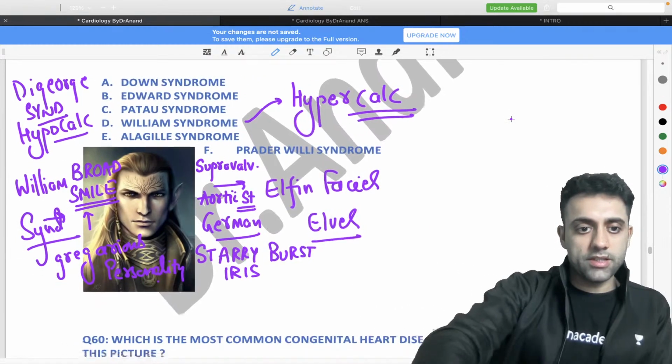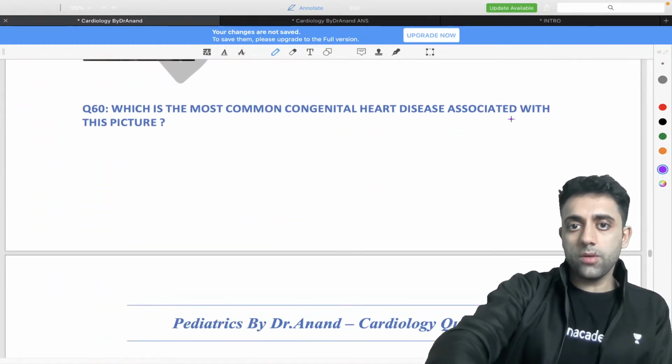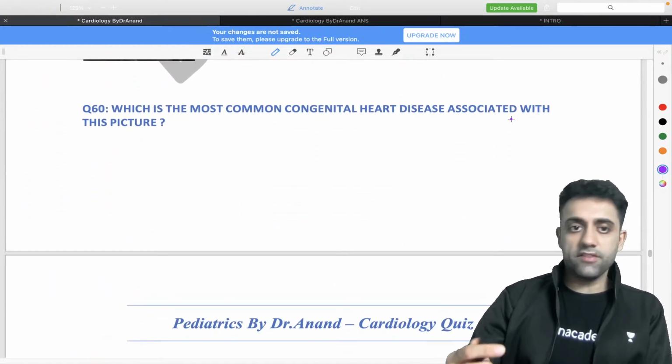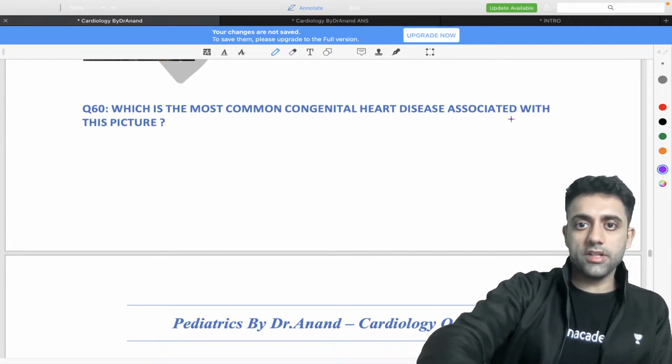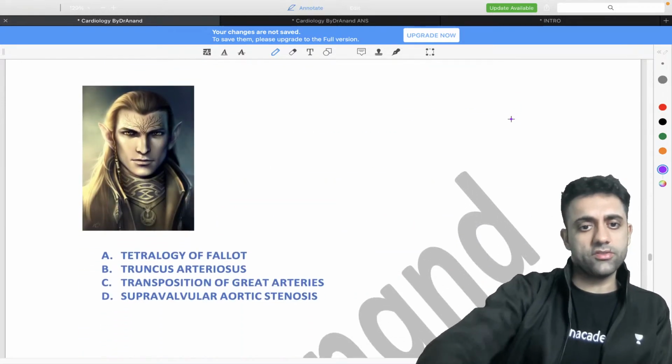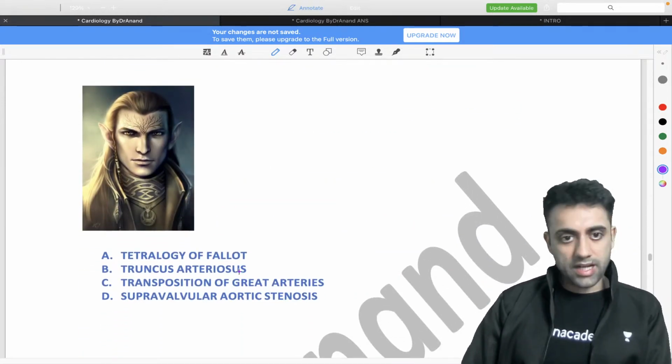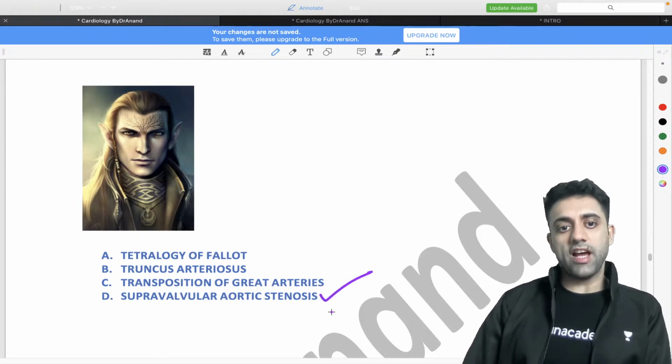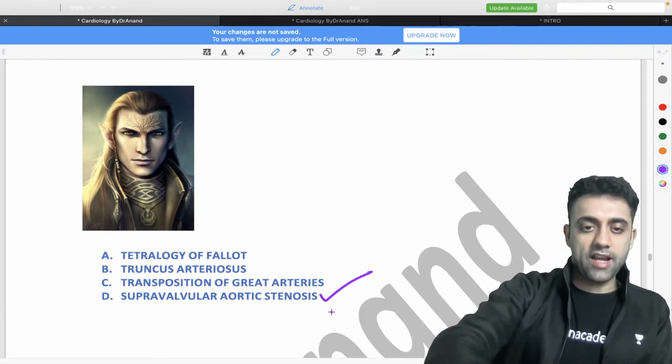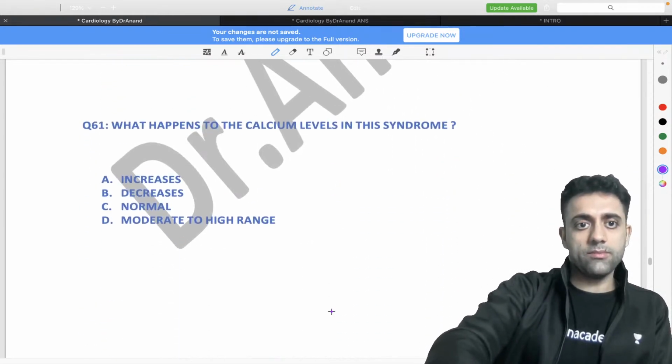Next question. Question number 60. Which is the most common congenital heart disease associated with this picture? We know that the most common congenital heart disease in Williams syndrome is supravalvular aortic stenosis. Done. Question number 61.